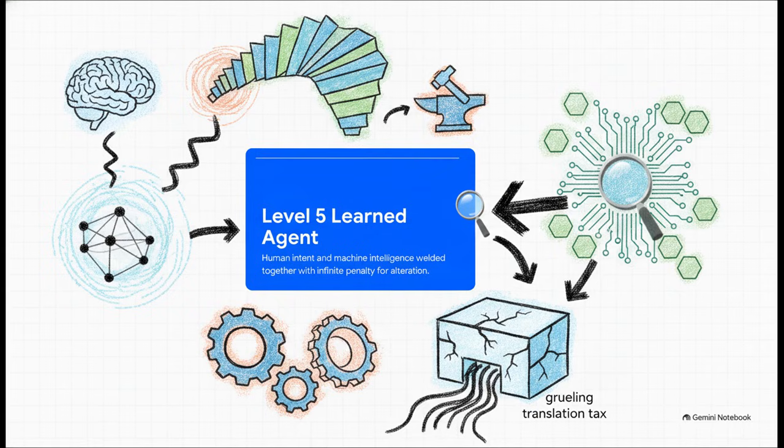By pushing through that, you upgraded your internal architecture into what we call a level 5 learned agent. It's like forcing a compiler to run your specific design as an absolute constraint. You welded human intent and machine intelligence together, establishing an infinite computational penalty if anyone tries to alter it. You just unconditionally absorbed all of that grueling translation tax.